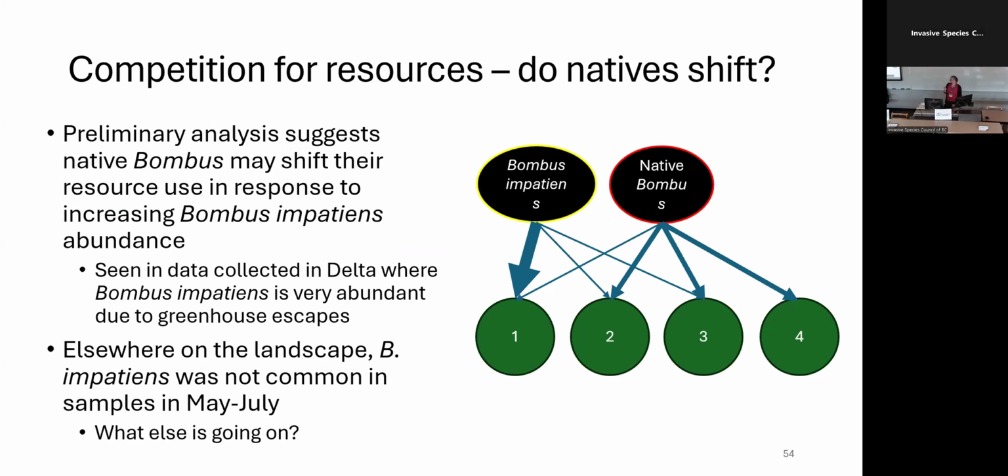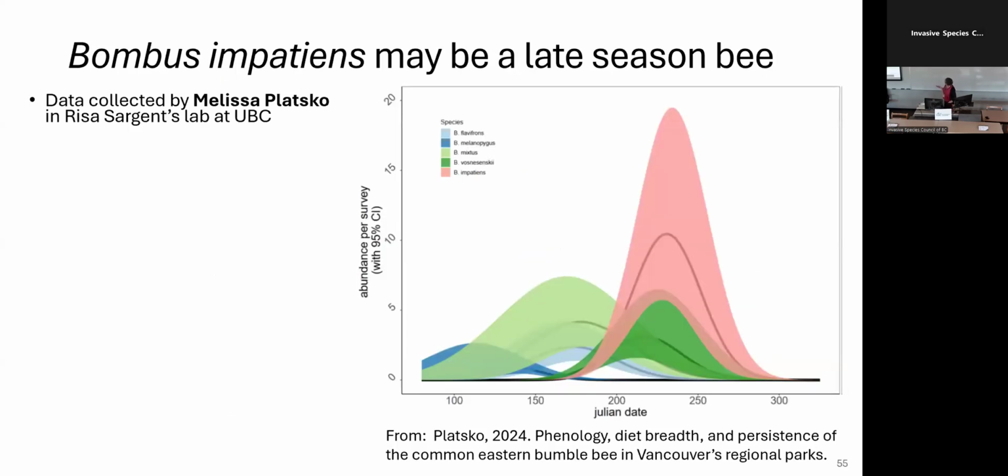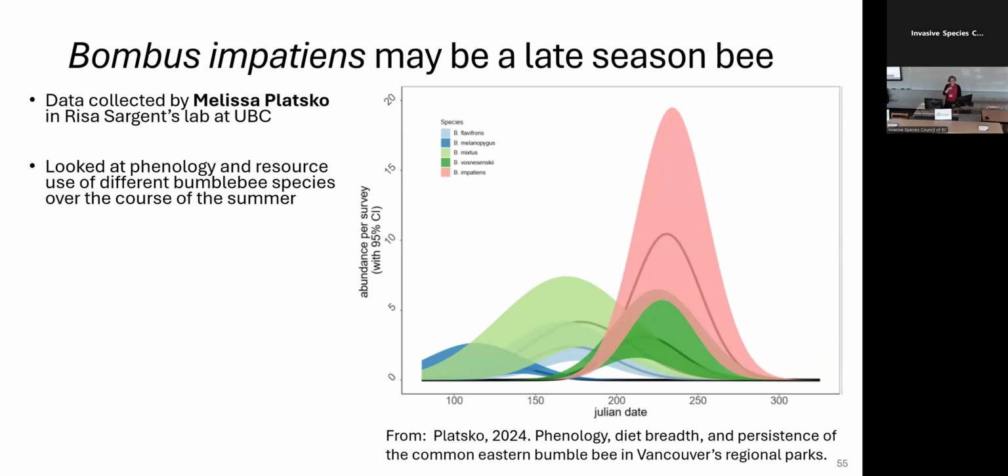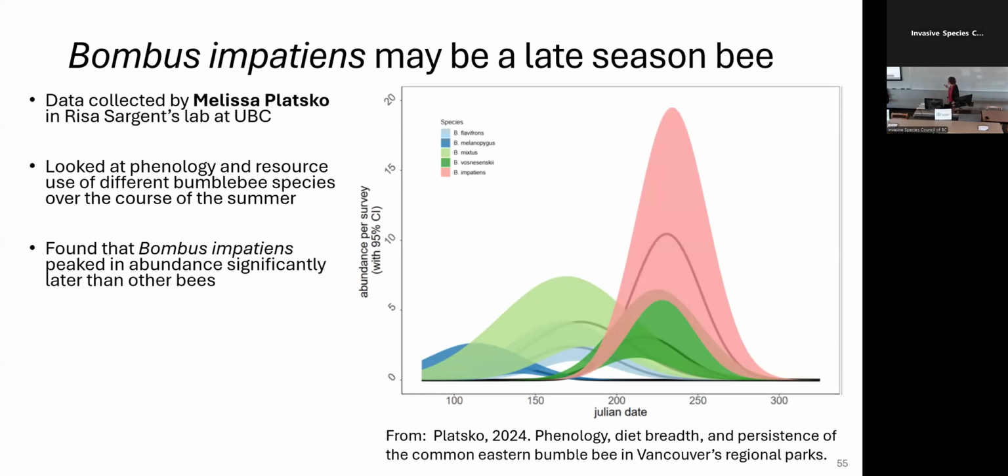But as we were doing surveys elsewhere on the landscape, we had trouble finding it, which is interesting when you're looking for a very bad invasive and you can't find it. So what else is going on? And to answer that question, I can go to this really excellent data collected by Melissa Platsko, who's a master's student in Risa Sargent's lab. And she looked at phenology and resource use of different species across the summer and found that impatiens peaked significantly later during the season than other bumblebees.